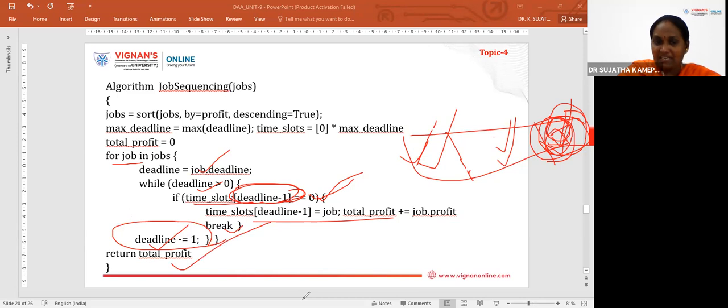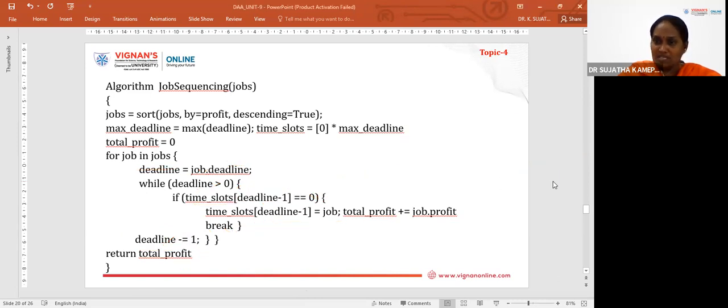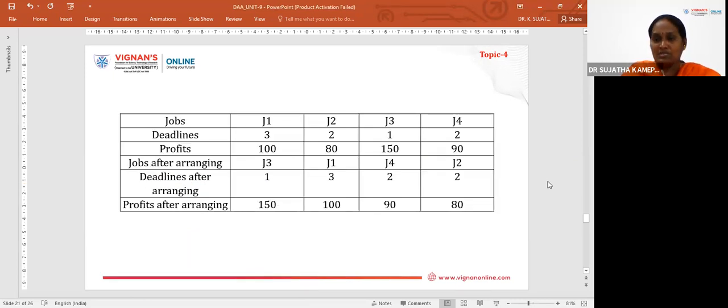So finally, after the completion of all jobs, we return the total profit. This is the algorithm for solving the job sequencing with deadlines problem. Now we are going to solve a problem using this algorithm. Here, these are the deadlines that we have, and these are the jobs we are given.